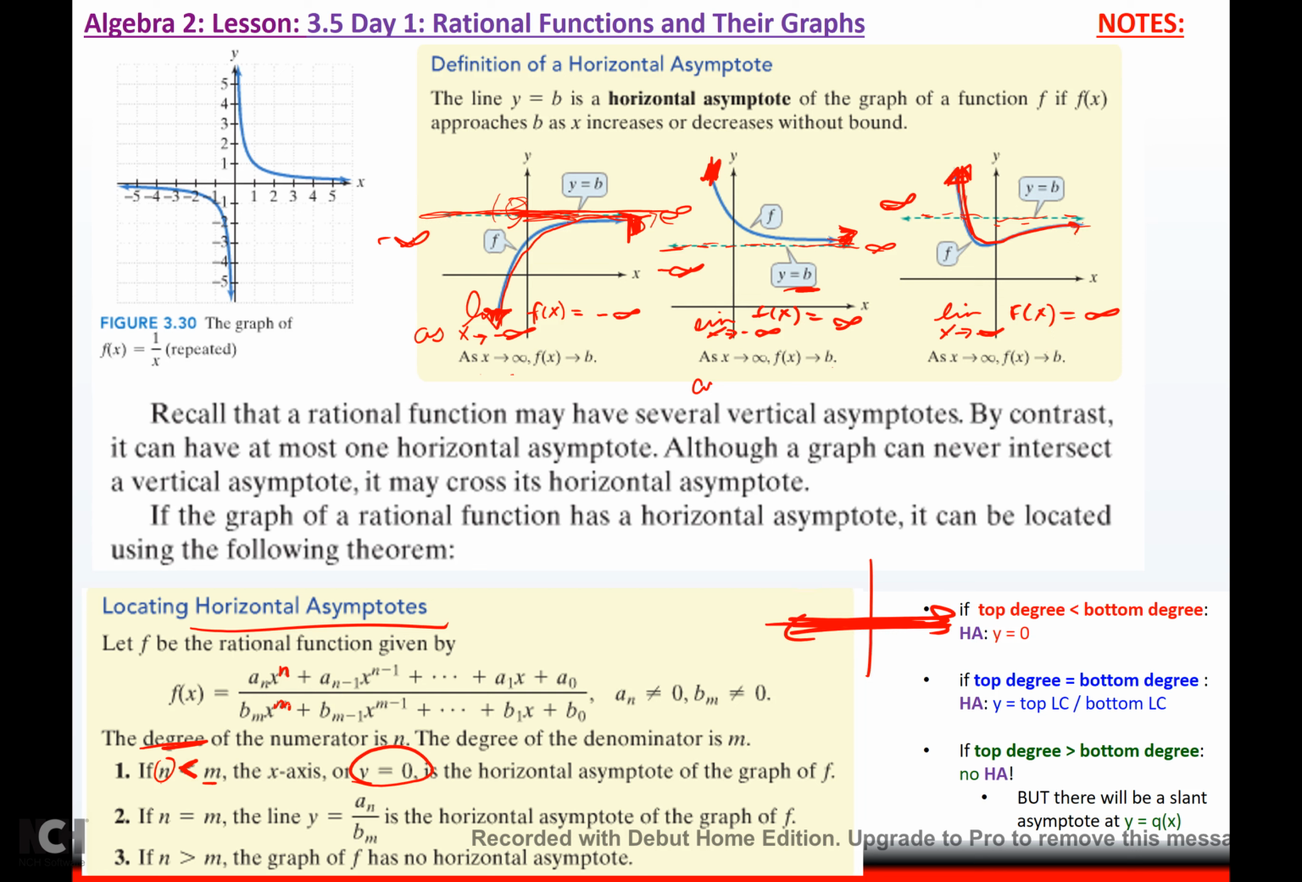If the top degree equals the bottom degree, then y equals TLC, which is the top leading coefficient, the number touching the highest degree on top, divided by the BLC, which I call the bottom leading coefficient, whatever's touching the highest degree on bottom. You would divide those out, and that would be your horizontal asymptote. Now, if the top degree is bigger than the bottom degree, then there is no horizontal asymptote. There will be what we call an oblique asymptote or a slant asymptote, but we won't deal with that right now. Right now, if the top is bigger than the bottom, you just say that there's no horizontal asymptote.